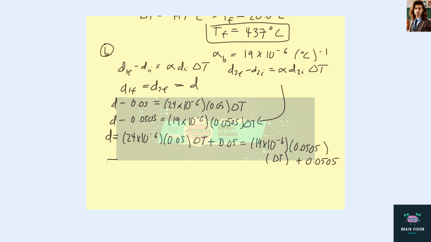Now, if you solve for delta T, you should find that it's equal to 2079 degrees Celsius, which again, like before, we know is just the final temperature minus the initial, which is 20.0 degrees Celsius. Then we can say, finally, that our end temperature must be 2099 degrees Celsius.